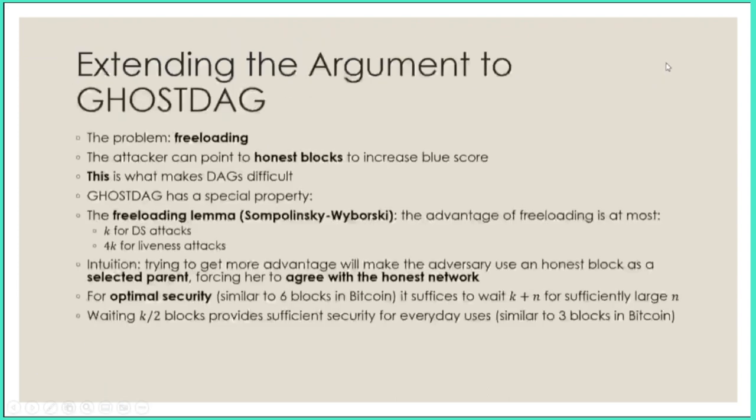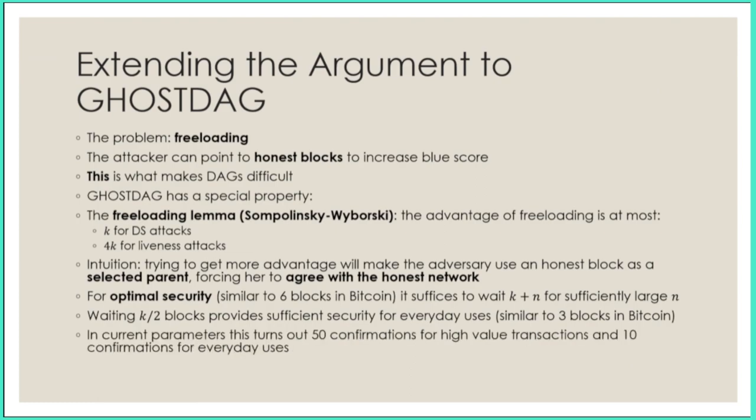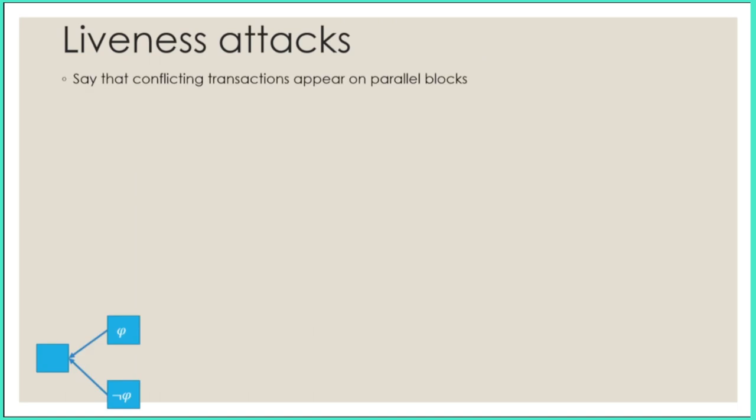Okay. So what I said so far explains why we are secure against double spend attacks. But as I said, there is this thing called a liveness attack. Before we talk about how we solve the problem of liveness attacks, I should show what a liveness attack looks like, because it's not very intuitive. And the starting situation is this.